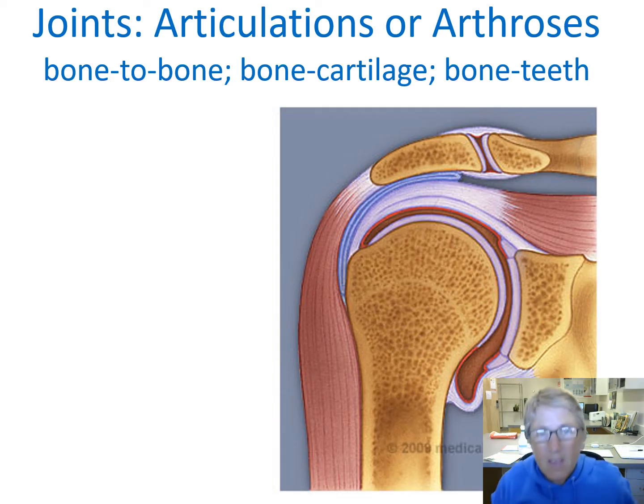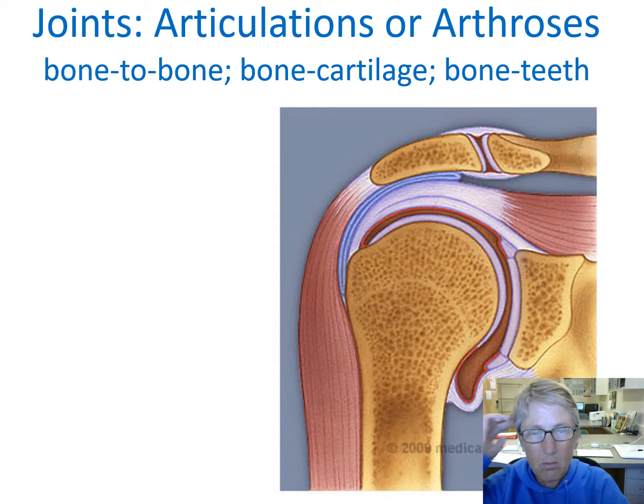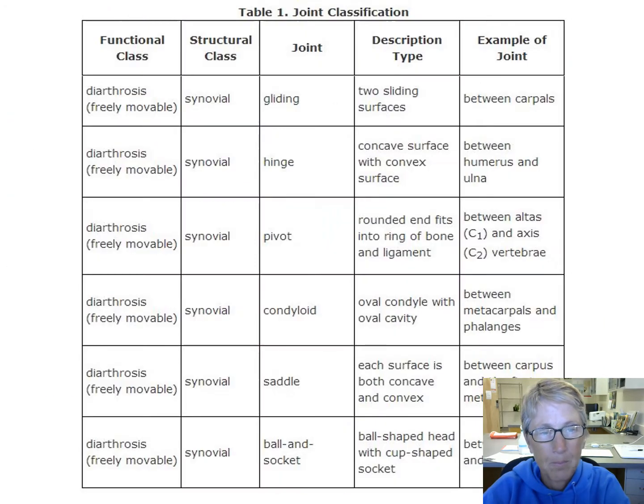This is the second lecture of the joints series. Before this lecture, I did an overview of joints. So just remember, joints are also called articulations or arthroses, and they can be bone to bone, bone to cartilage, or bone to teeth. In this video, we're going to talk about diarthroses. So the functional class we'll talk about is diarthroses, and structurally these joints are synovial joints, and these are the subcategories of the synovial diarthrotic joints.